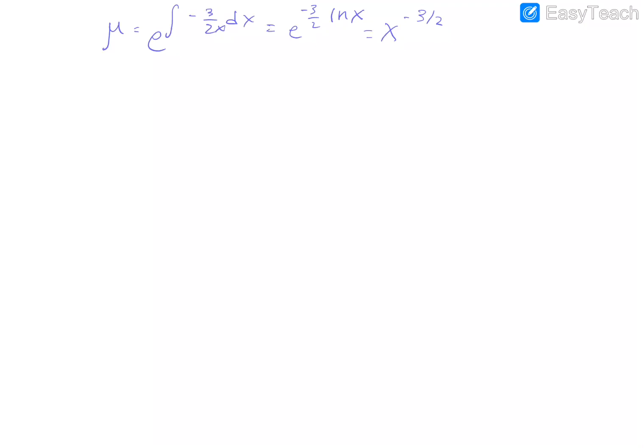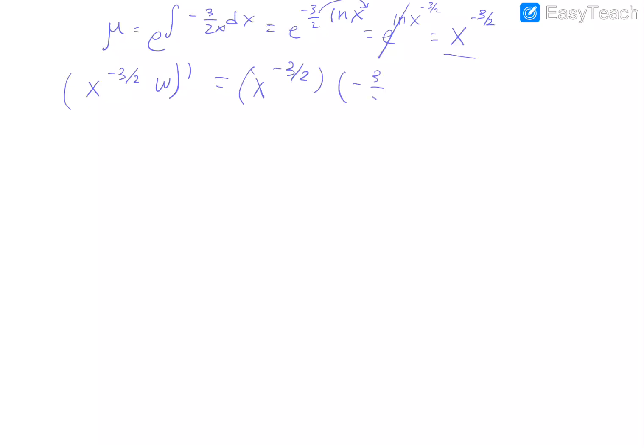And if you don't know how I got that, I'll just go back and put in one extra step. I'll bring this leading coefficient into the numerator. I'll have ln x to the negative 3/2 power, and that e and the natural log will cancel, and the x to the negative 3/2 will remain. Alright, so that's what mu is. And so we'll plug this in, equal to x to the negative 3/2 times negative 3/2 x.